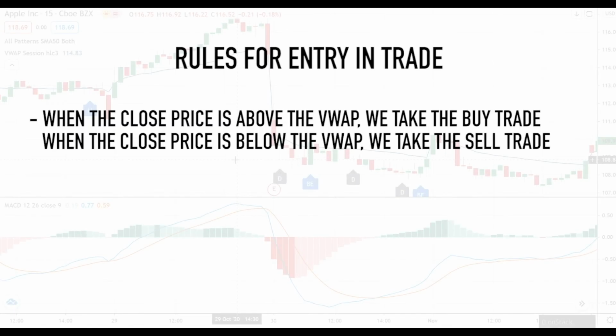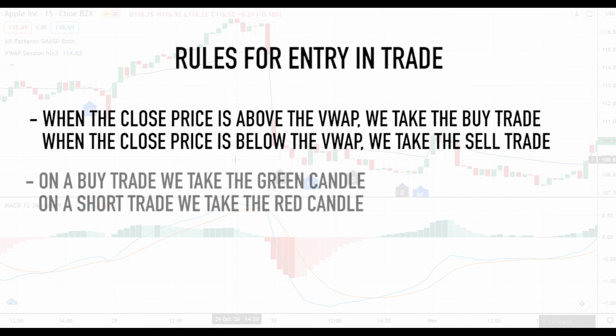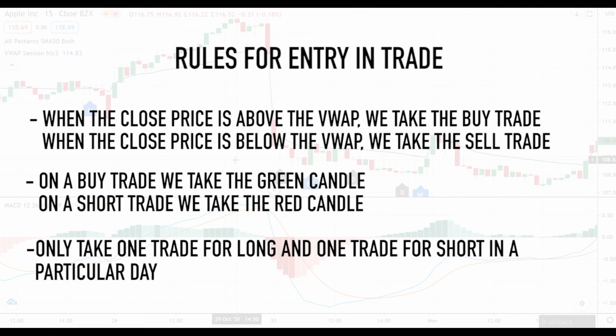The rules for entry in trade are: when the close price is above the VWAP, we take the buy trade, and when the close price is below the VWAP, we take the sell trade. On a buy trade, we take the green candle, and on a short trade, we take the red candle. We should only take one trade for long and one trade for short in a particular day.